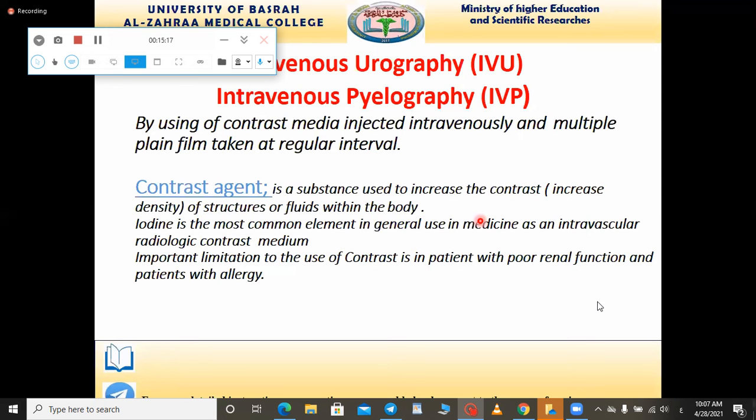What is the important limitation to the use of contrast? نقدر دائما نستخدم الكونتراست في كل الاحوال؟ لا طبعا. There is limitation. When the contrast is injected intravenously, the blood takes it, and then it is excreted exclusively from the kidneys. So if the patient has poor renal function, this contrast material will accumulate in the kidney and exert a very bad toxicity on the kidneys. So the patient should have a good renal function in order to use contrast. This is the first limitation.